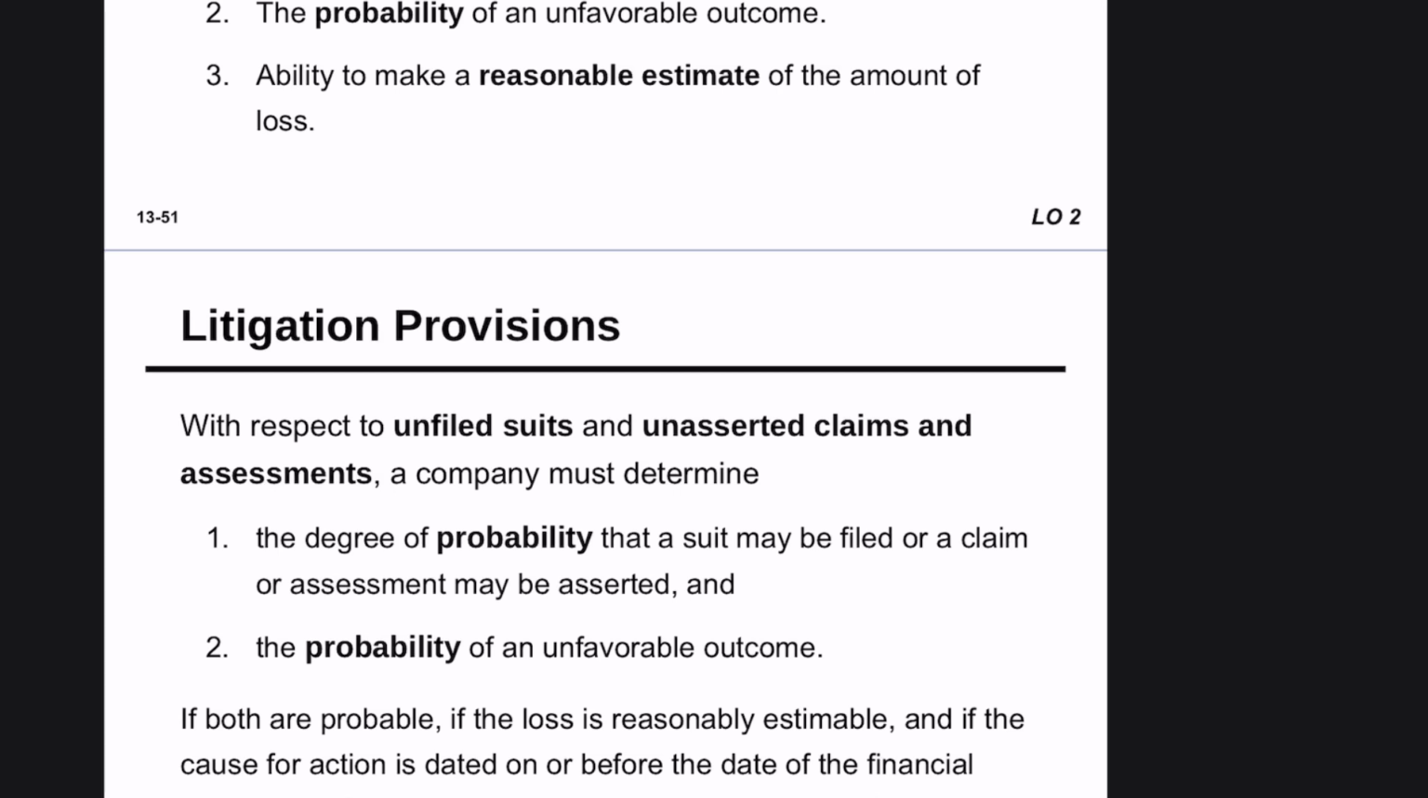If both of those conditions are probable, which is there's a degree that someone will sue us in the future, and there is an unfavorable outcome, and we can estimate the amount of the loss, and if the cause for action is dated on or before the date of the financial statements, the company has to recognize the litigation provision, even if that did not happen yet. Okay.